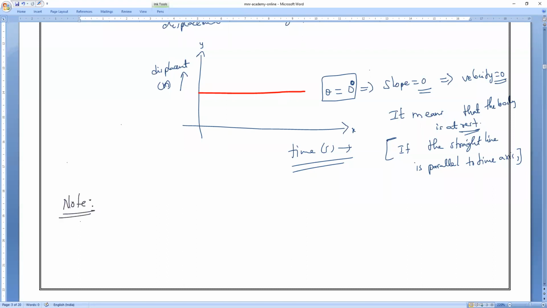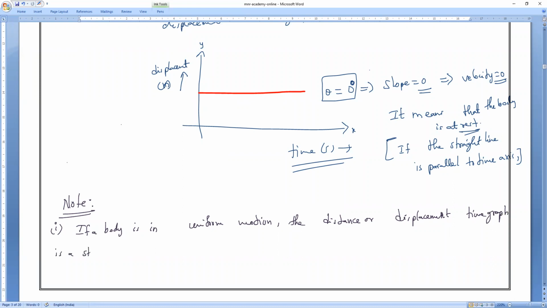Please make a note. First point: if a body is in uniform motion, the distance or displacement time graph is a straight line inclined to the time axis. Be very careful, it is a very important point.